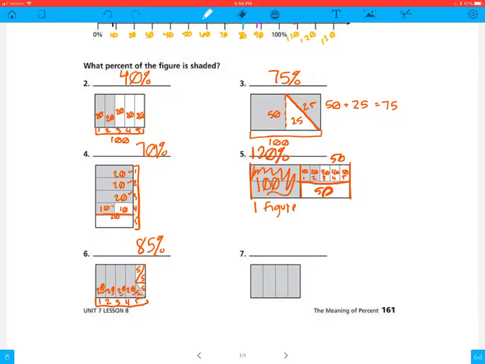And number 7, I think I got this one. 100% of this figure is shaded. Remember, percent is out of 100.